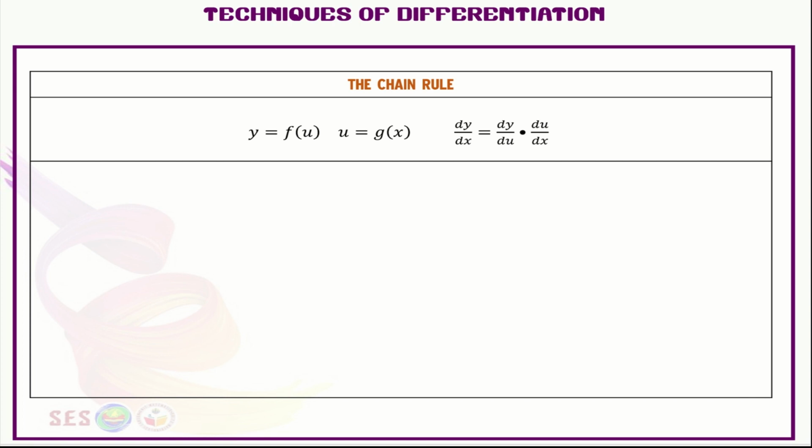So let us proceed to the chain rule now. Suppose that we have function y, which is in terms of another function u, and this u here is in terms of g(x). So to find dy/dx, we can use the formula of dy/du times du/dx. So let us proceed to the example straight away.